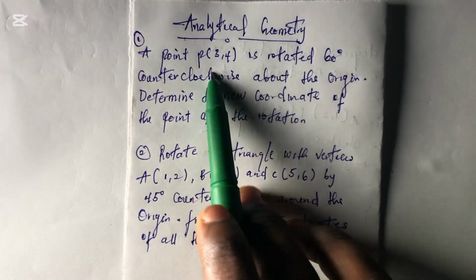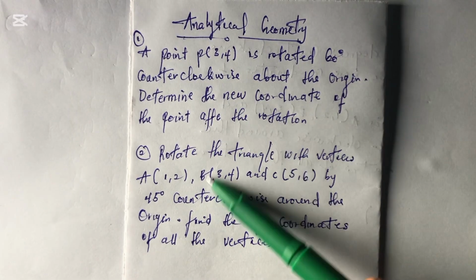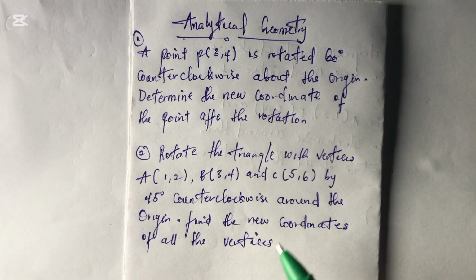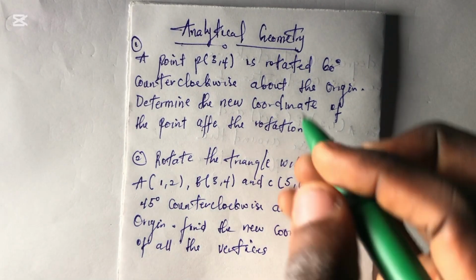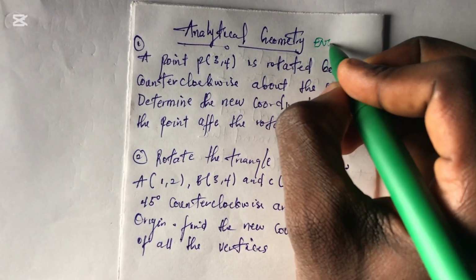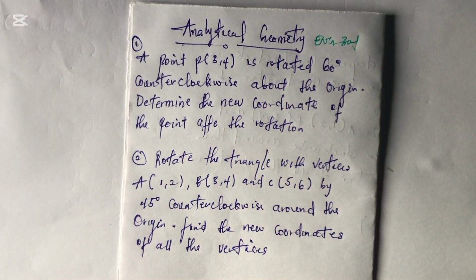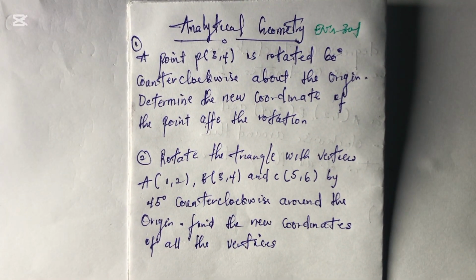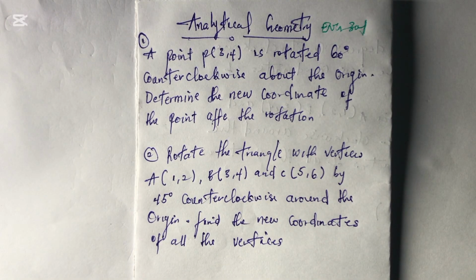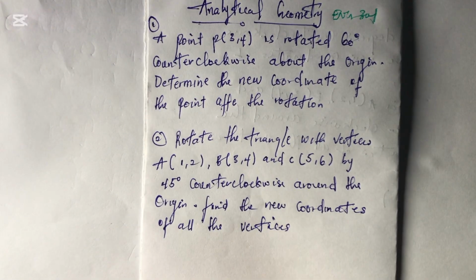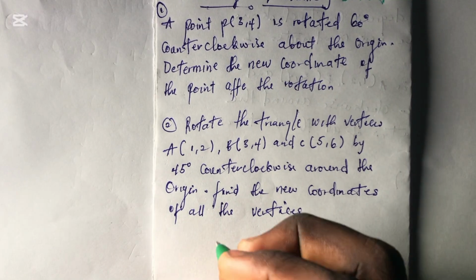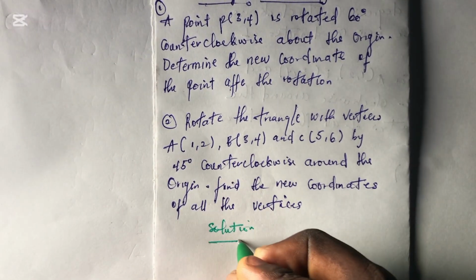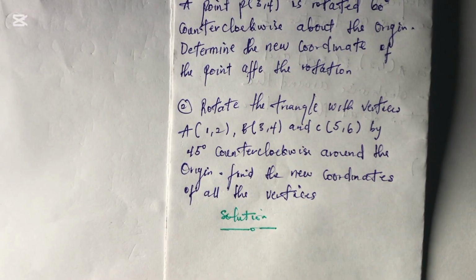Today we are going to look at analytical geometry. This is our example, the exercise I'm going to look at. This is ng math, eng 31. I'm going to guide you step by step on how to answer this question. This question is on rotation. So let's see how we can go about it. We have the solution, but you can pause the video and try it yourself.